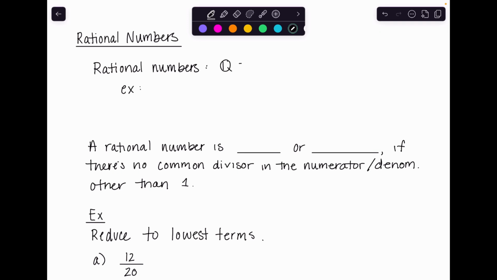So if you think about this, a rational number is going to be something that can be written as a fraction, where these two values, A and B, are integers. So a rational number could be written as an integer divided by an integer. So to give you some examples, -3/4 is a rational number.